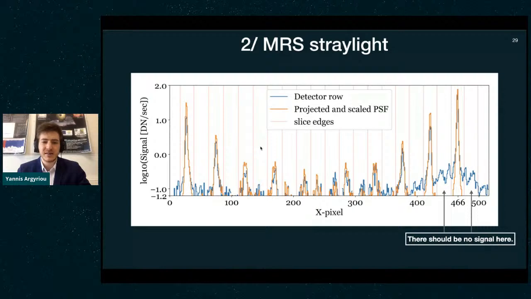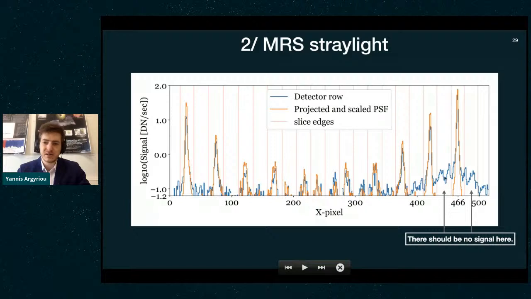So MRS stray light appeared quite unexpectedly based on the MIRI models and all of the optics and the elements that were designed to ensure that stray light was kept to a minimum. So in this picture, I show you a different point source observation, and I would like to draw your attention to the right half of this image, where I show for one detector row the log 10 scale of the signal for a point source observation.